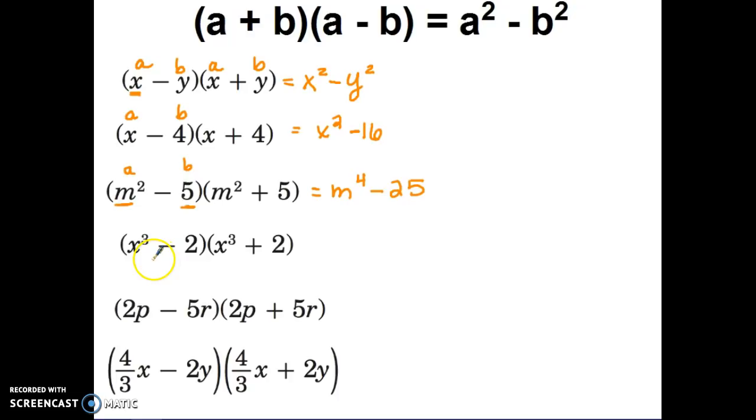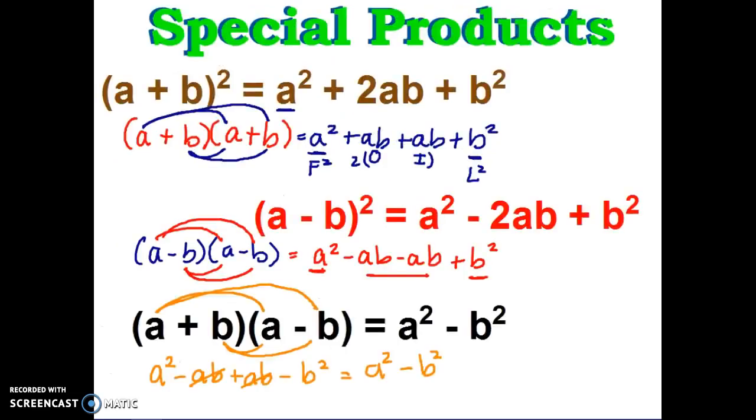So this is called special products, because we use a special little expression to get there. When you're squaring a binomial, it always ends up like this. When you're squaring a binomial with a subtraction sign, it always ends up like this. And if you're multiplying the binomial by the same numbers but changing the sign, you always end up with this.